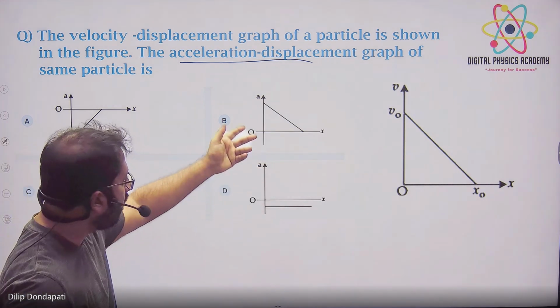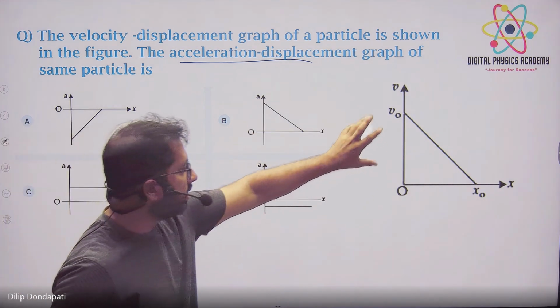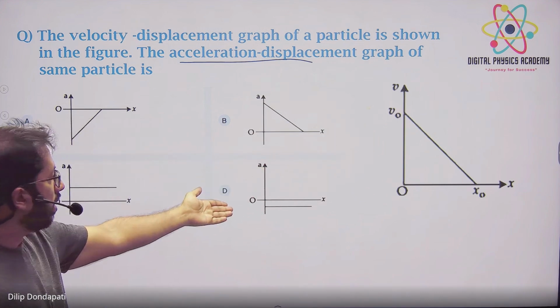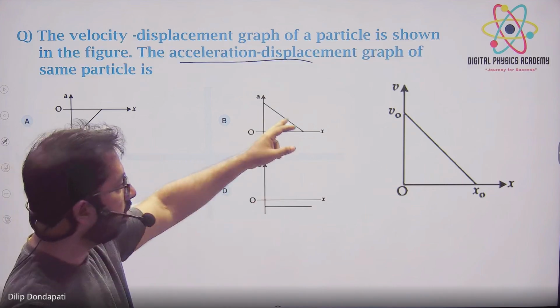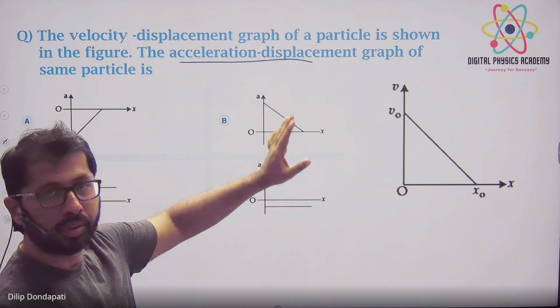मतलब how it is varying बोल के इधर से कुछ लेके आके, then only I can compare, right? Acceleration in terms of displacement terms पे लेके आने का. So what's that figure? Velocity displacement graph is given to you.